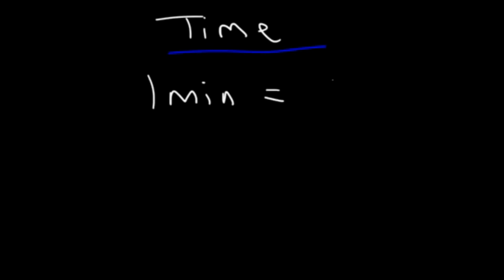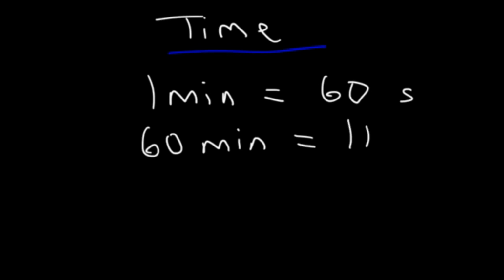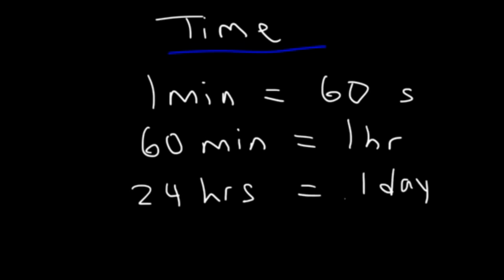Now let's write some other conversion factors, those that are associated with time. You know that 1 minute is equal to 60 seconds. 60 minutes is equivalent to 1 hour, and there are 24 hours in a single day, and 365 days in a year.